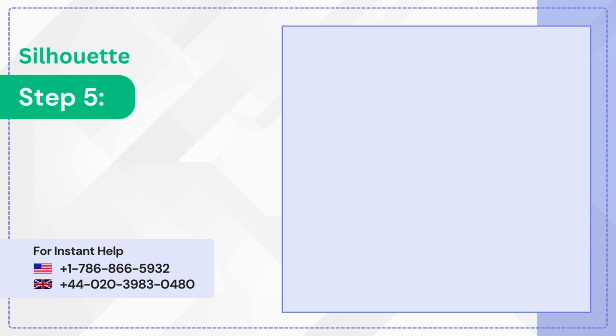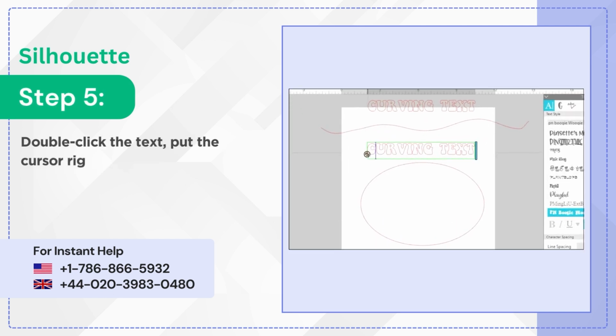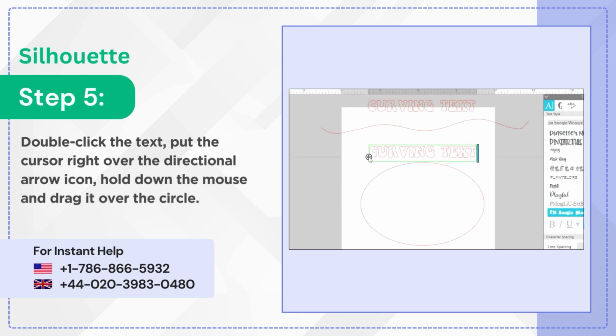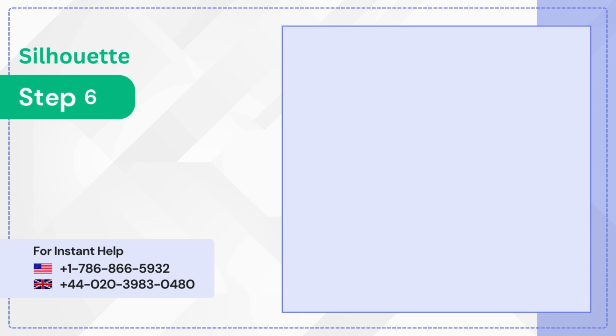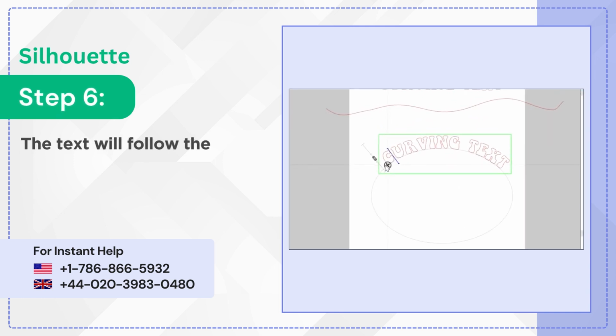Step 5. Double-click the text, put the cursor right over the directional arrow icon, hold down the mouse and drag it over the circle. Step 6. The text will follow the path of the circle.